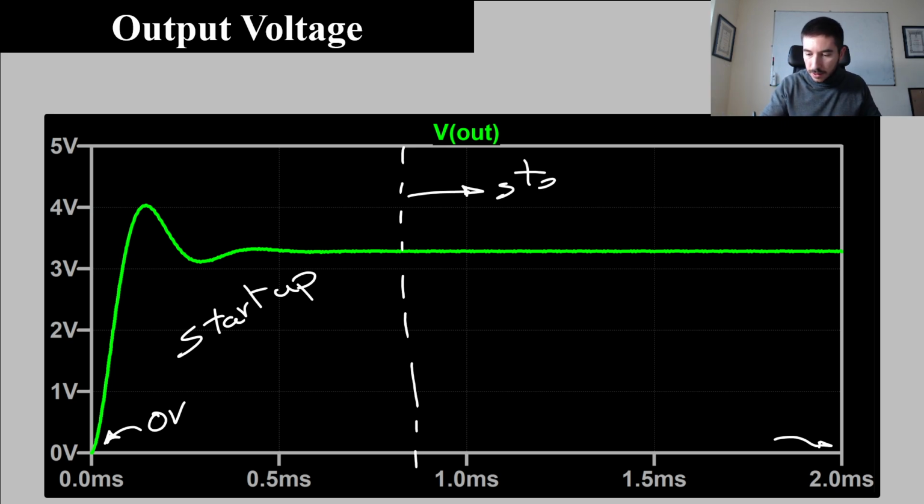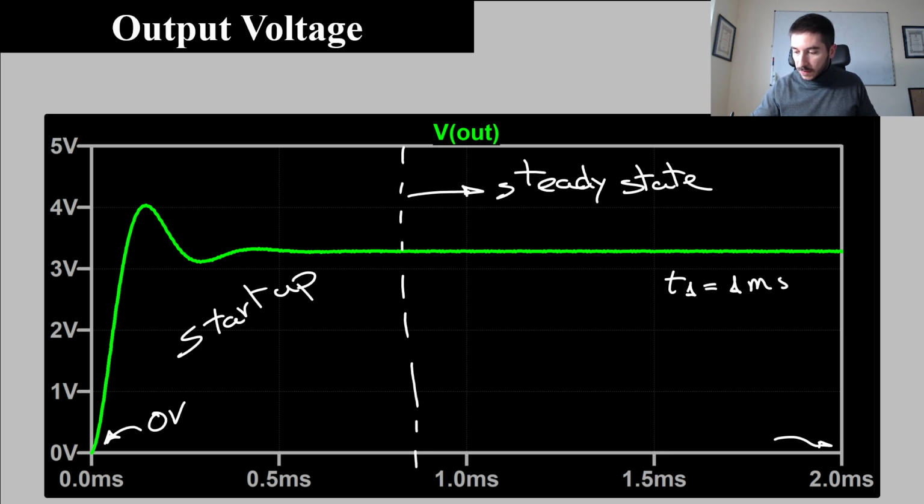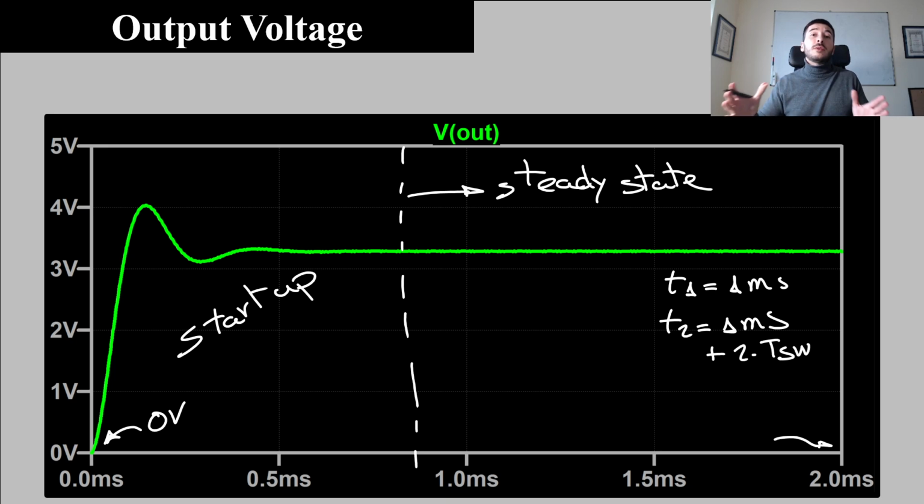Okay, here we have steady state conditions. So what we are going to do is to consider an initial time, T1, that is 1 millisecond, and T2 is 1 millisecond plus 2 times the switching period. We want to evaluate the waveforms during 2 switching periods and in steady state conditions. That's why we consider this instance.